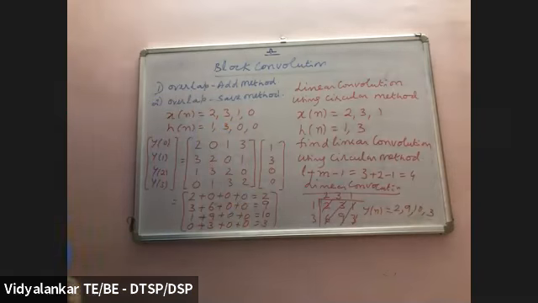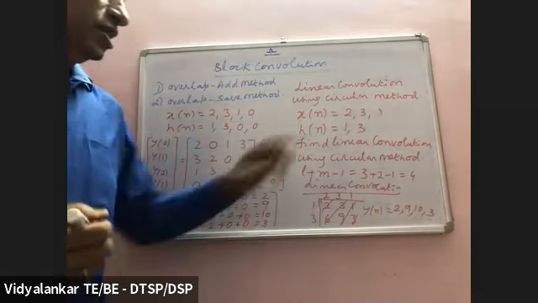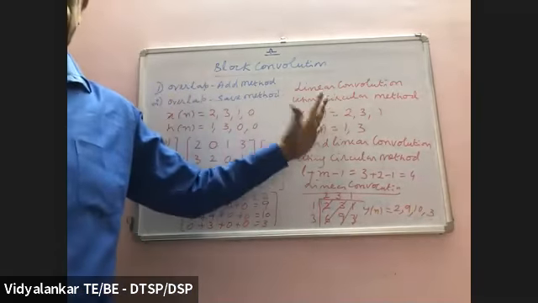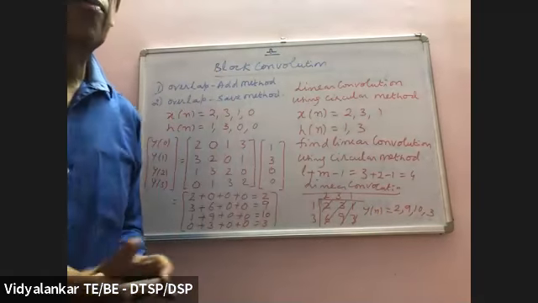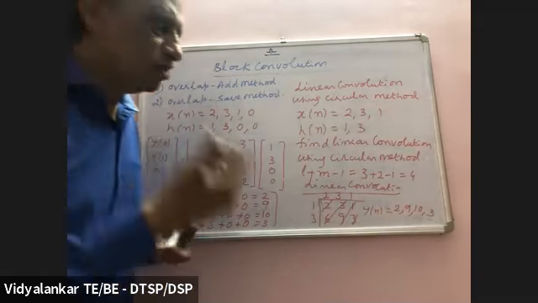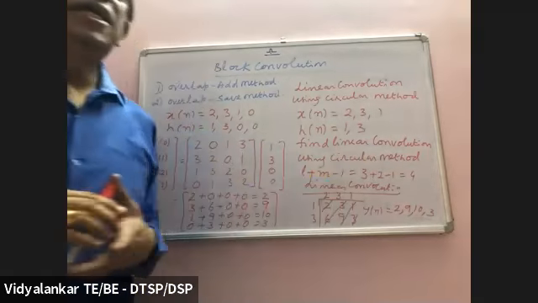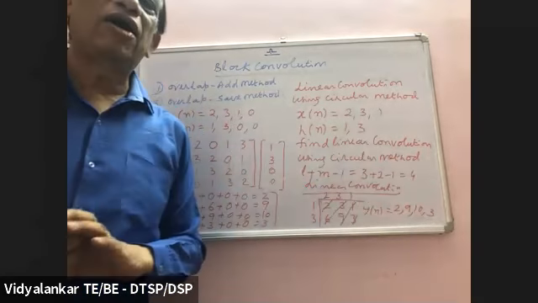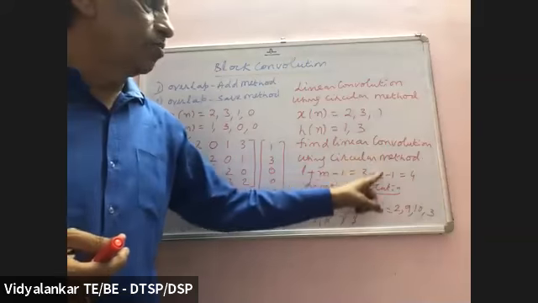So whenever the question has been asked, signals are non-periodic, that means linear convolution. But the outputs we want to apply circular method. Then what we have to do? First observe in linear convolution how many outputs are possible. That is L plus M minus 1.